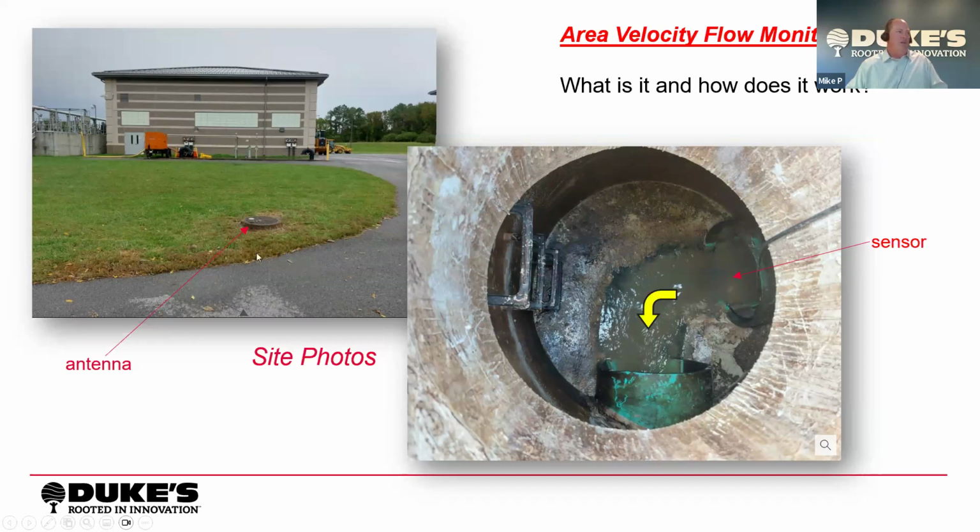And then looking at the picture on the left, you can see a little gray thing that looks like a hockey puck. That's the antenna. So I mentioned the cellular modem. This is the same manhole. That's a good example of just a real life application.